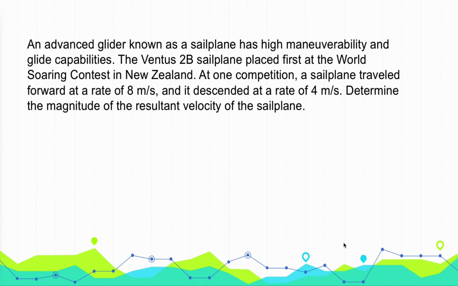An advanced glider, known as a sailplane, has high maneuverability and glide capabilities. The Ventus 2B sailplane placed first at the World Soaring Contest in New Zealand. At one competition, a sailplane traveled forward at a rate of 8 meters per second, and it descended at a rate of 4 meters per second. Determine the magnitude of the resultant velocity of the sailplane. So, it travels forward at 8 meters per second, and it descends at 4 meters per second.